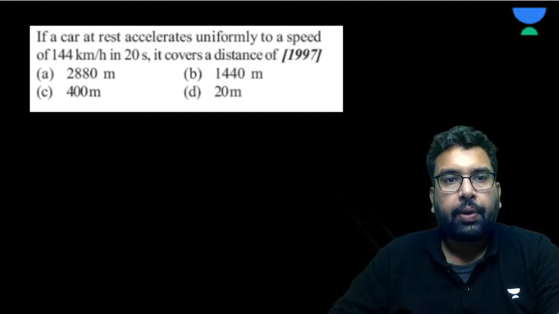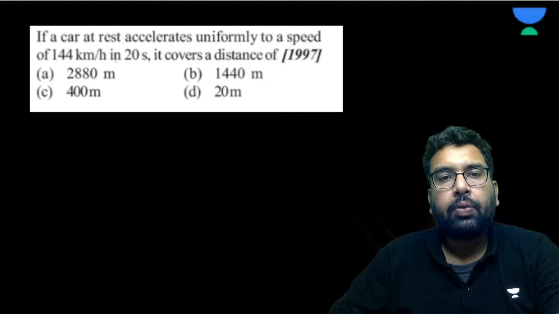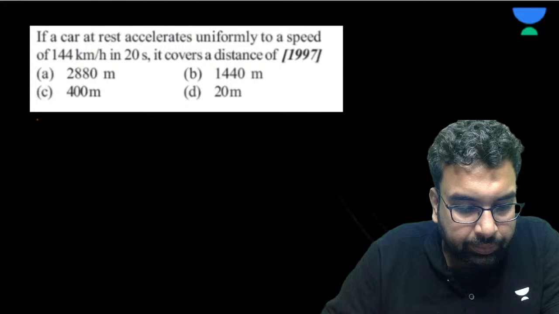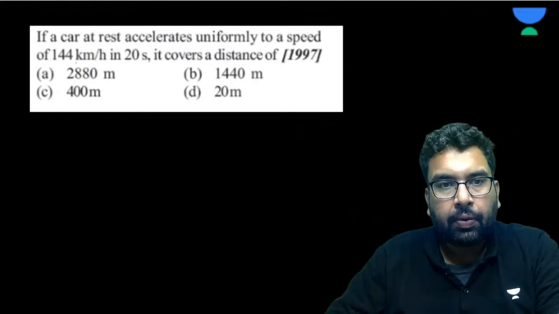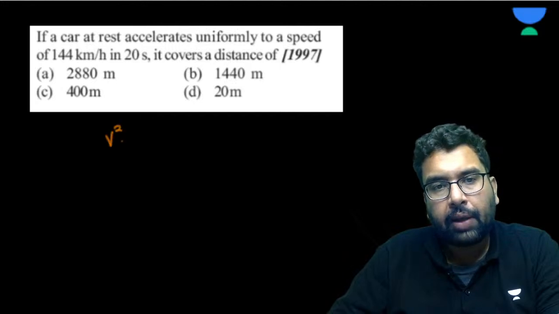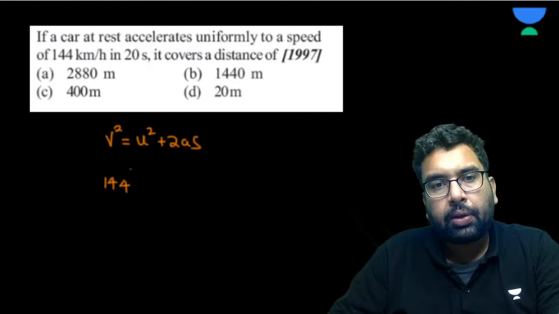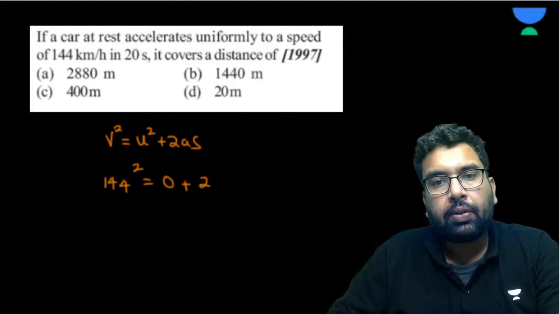Okay, so now I'll do it. It says if a car at rest accelerates uniformly to a speed of 144 km per hour in 20 seconds, it covers a distance of, okay? If a car at rest accelerates, so what we know is v square is equal to u square plus 2as. So we have the final speed that is 144 kilometer per hour. So it is 144 square, and u is 0. This is the acceleration. What is the acceleration?